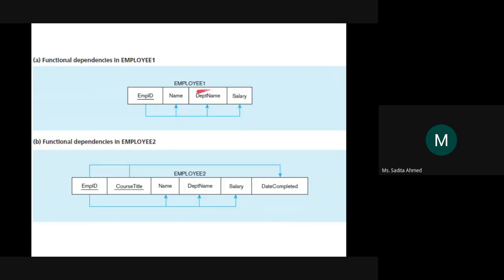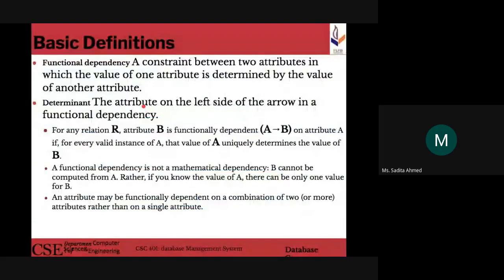It means that the attributes name, department name, salary, these three attributes are functionally dependent on the determinant emp ID. Emp ID is the determinant here. Name, dep name, salary, these are functionally dependent on emp ID. And in the functional dependency, we place the determinant always on the left, always at the origin of the arrow. And the attribute to the right of the arrow is the one that is functionally dependent on the determinant.